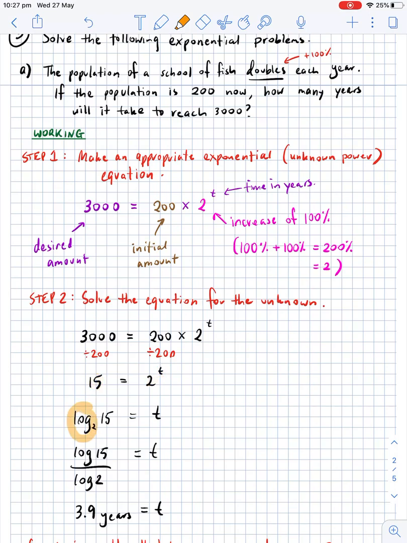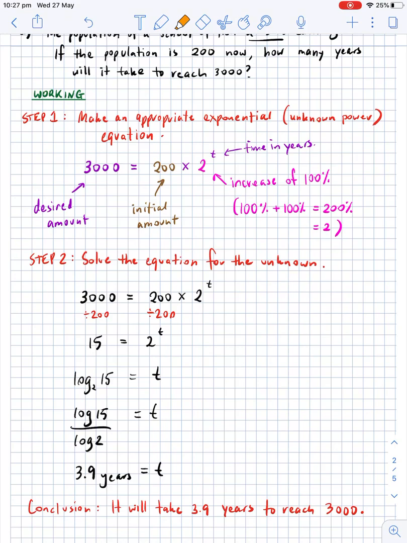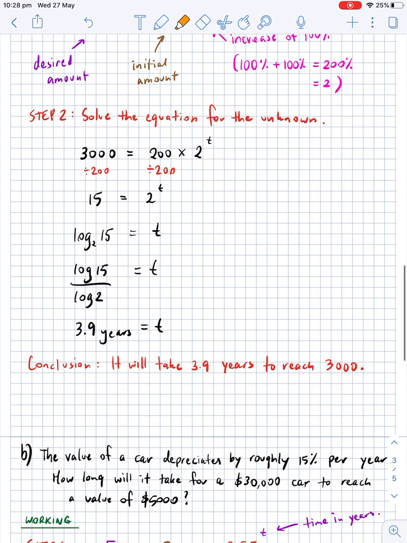You need to make sure you've got a log with your base of 2. And this is what we're trying to find the value of. That's the same as log 15 over log 2, changing the base to base 10. And that in a calculator equals 3.9 years. So it'll take approximately 3.9 years for that population of 200 to eventually get up to 3,000. So that's the sort of conclusion that you need to make.